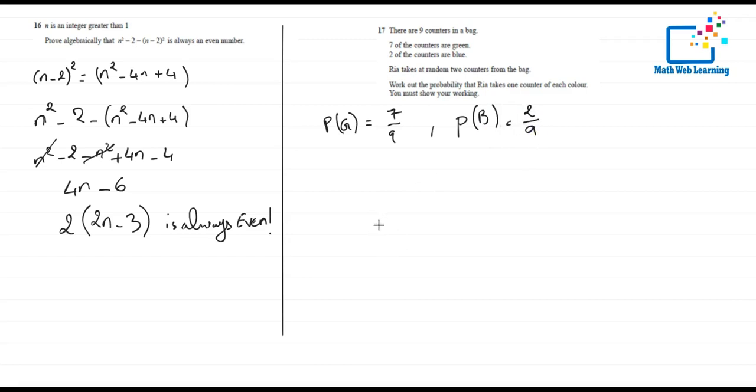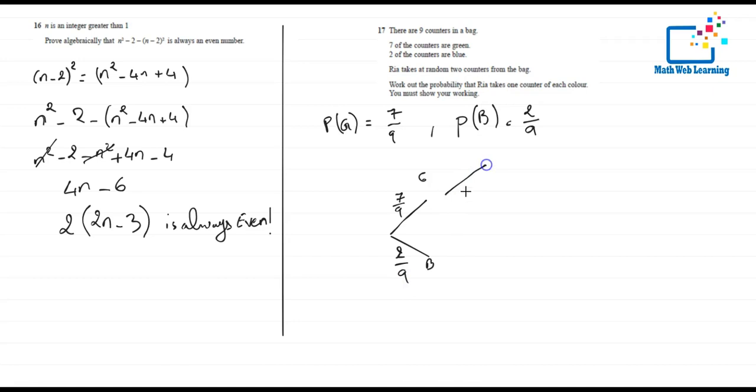Let's do the tree diagram here. We've got 2 counters being taken from the bag, one at a time. So for the first one, I'm going to have green or blue. For the green it's 7 out of 9, and for the blue it's 2 out of 9. So that is the first counter.